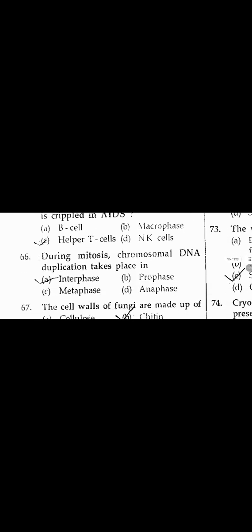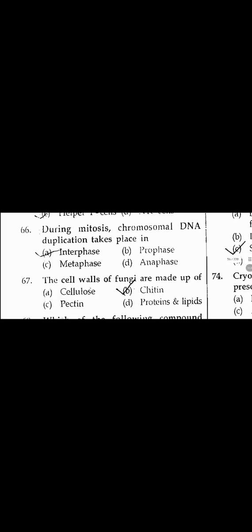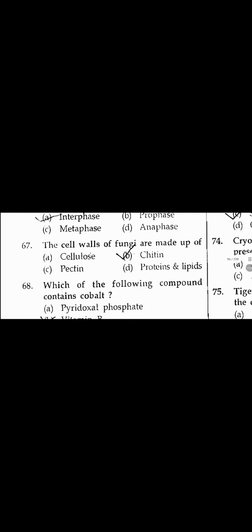Now question number 65. Which component of the immune response is crippled in AIDS? It is the helper T cell. Question number 66. During mitosis, chromosomal DNA duplication takes place in the interphase. The cell wall of the fungi is made up of chitin.